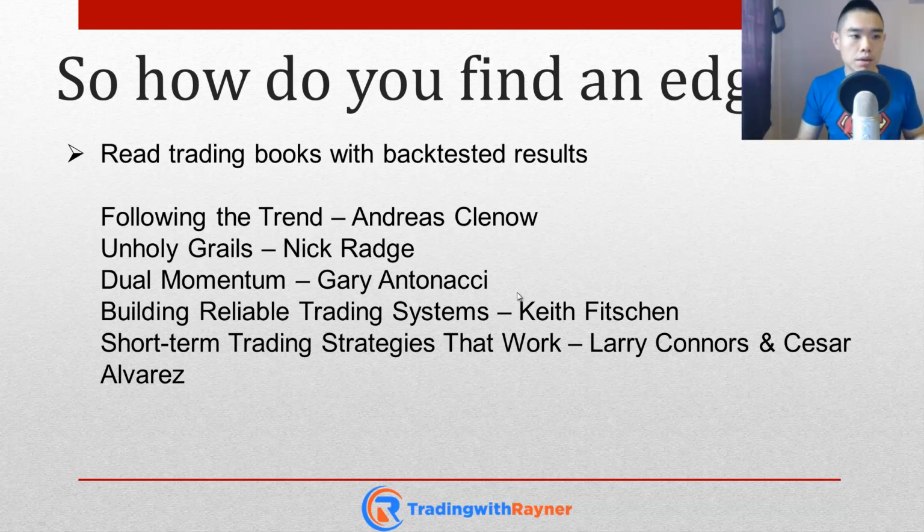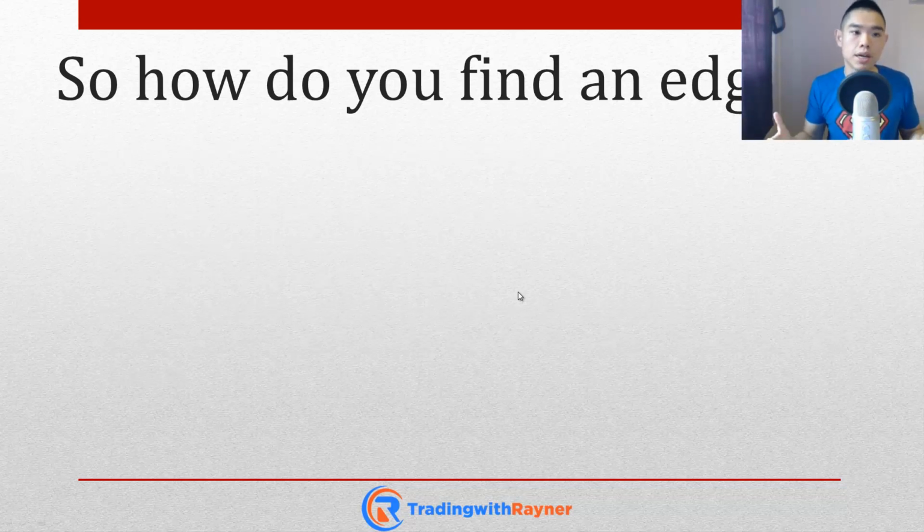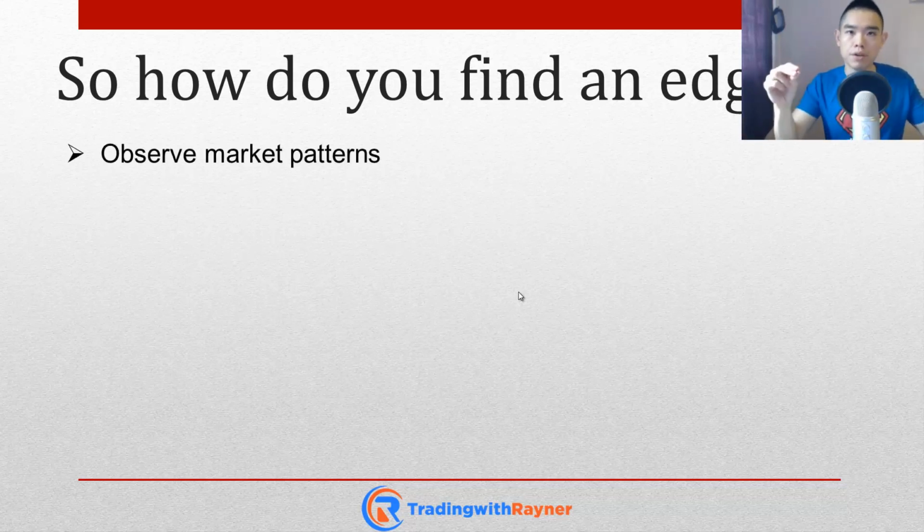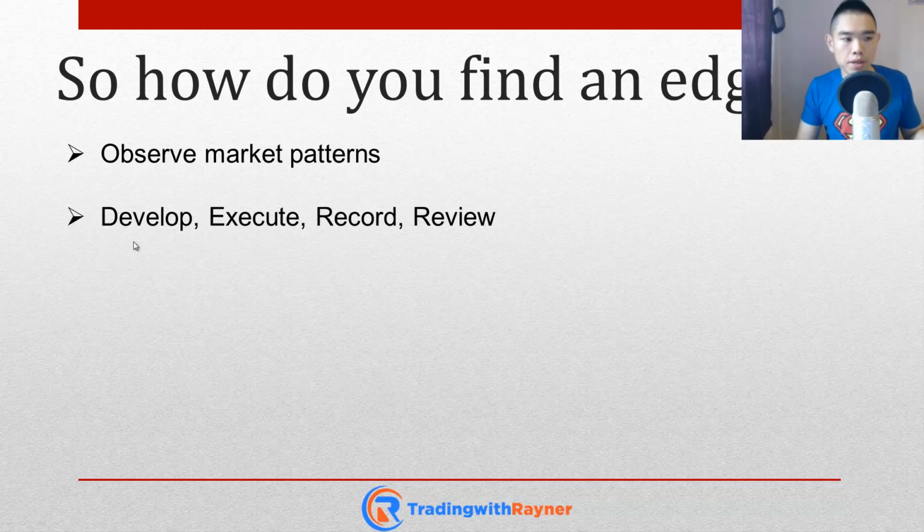Second way, an alternate approach. I've actually used both approaches myself. This second approach is more for traders who are more of a price action, discretionary trader. What you want to do first is, number one, observe the market patterns. Maybe you've been watching the markets for quite a while, and you notice that a certain pattern tends to exhibit consistently over time. Then what you want to do is adopt the DERR method.